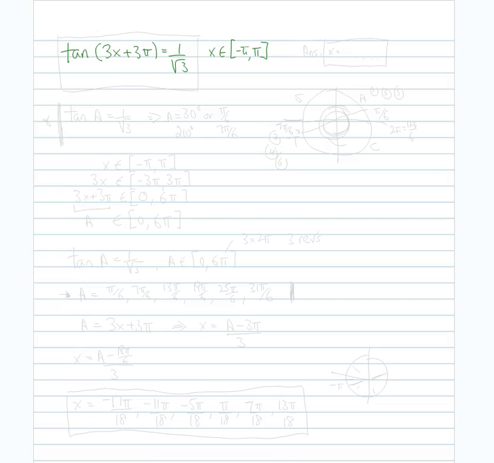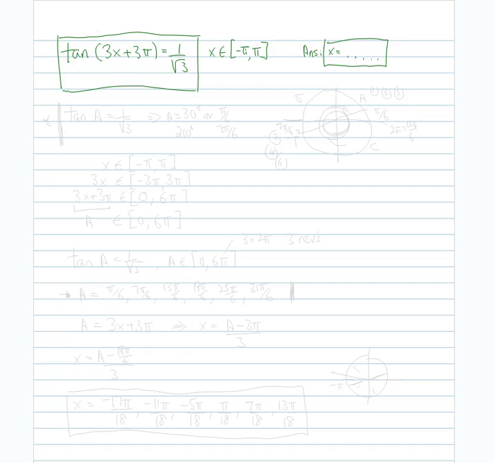Okay, so we have this function here which we have to solve. It's tan of 3x plus 3 pi equals 1 over root 3, and we're given the domain for x of minus pi to pi. So we have to solve for x equals something. Given that we've got a domain with the trig functions, there might be more than one answer, so we might get a whole string of answers there. But broadly, that's what we're asked to find.